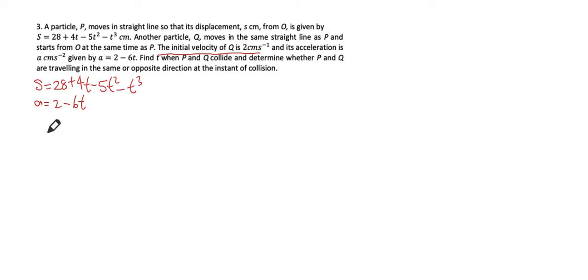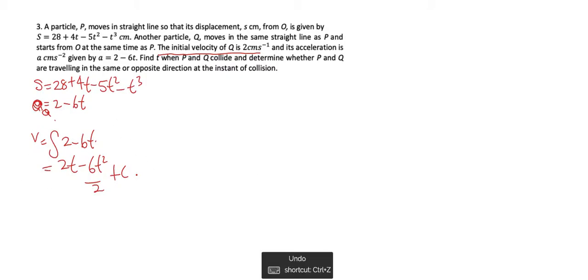Oh, it's another particle Q that moves on a straight line. P starts at O. The initial velocity of Q is 2 cm per second and its acceleration is given. So this is for Q, the acceleration for Q. What I'm going to do is integrate 2 minus 6t to find the velocity of Q. So what I'll have here is 2t minus 6t square over 2 plus c. So that is our velocity.